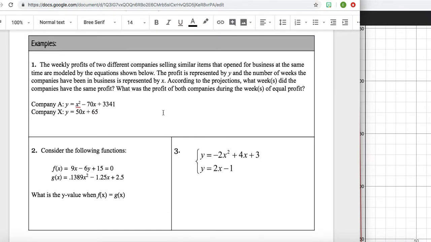So number one says the weekly profits of two different companies selling similar items that open for business at the same time are modeled by the equation shown below. The profit is represented by Y, and the number of weeks the companies have been in business is represented by X. According to the projections, what week did the companies have the same profit? What was the profit of both companies during the weeks of equal profit?